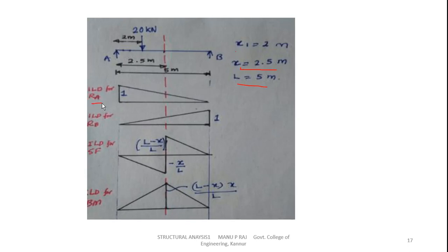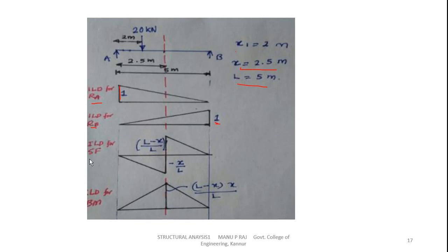The ILD for RA will be like this. We are pushing support A by 1 unit, so it will be a triangle. Now the ILD for RB will be like this. We are pushing B, and we get a triangle with a maximum magnitude of 1 unit.